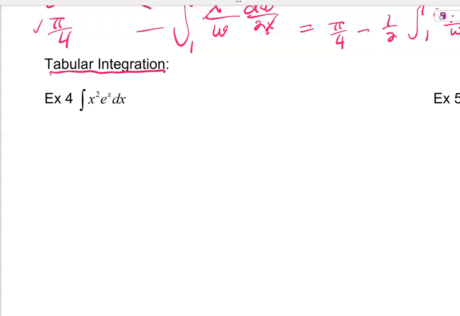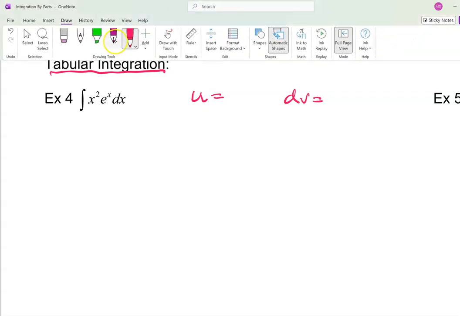What's going on? Well, look at example 4. Obviously, I don't know an antiderivative. Algebra is not going to help. U substitution won't help. Usually kids will go, okay, well, I guess I've got to do integration by parts. Yeah, good idea.